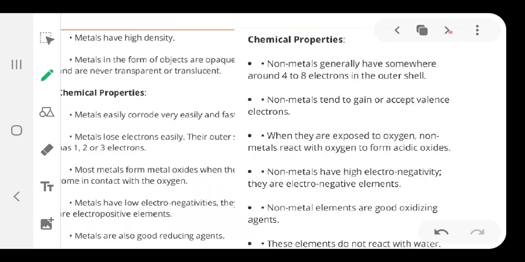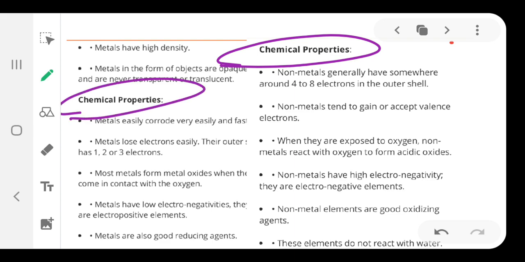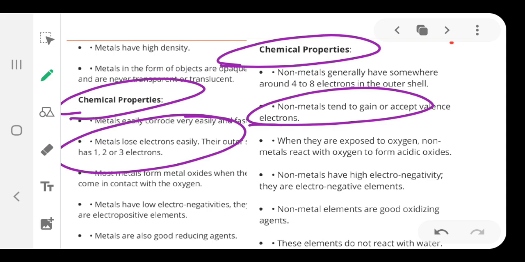Here you can see all the properties we have told you, but here with one thing, which is the chemical properties. Now chemical properties are a bit more different and difficult, but for your class you only have to know that metals lose electrons, and non-metals gain electrons.